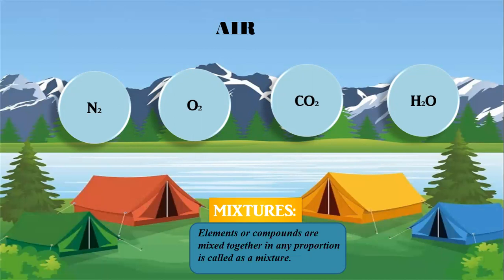They are just present. That is, nitrogen and oxygen will not react with each other, carbon dioxide and water vapor will not react with each other. So they are just present in the air as individual gases. So what do we understand over here? Mixtures are formed when elements or compounds are mixed together in any proportion. So mixtures are made up of compounds and elements.